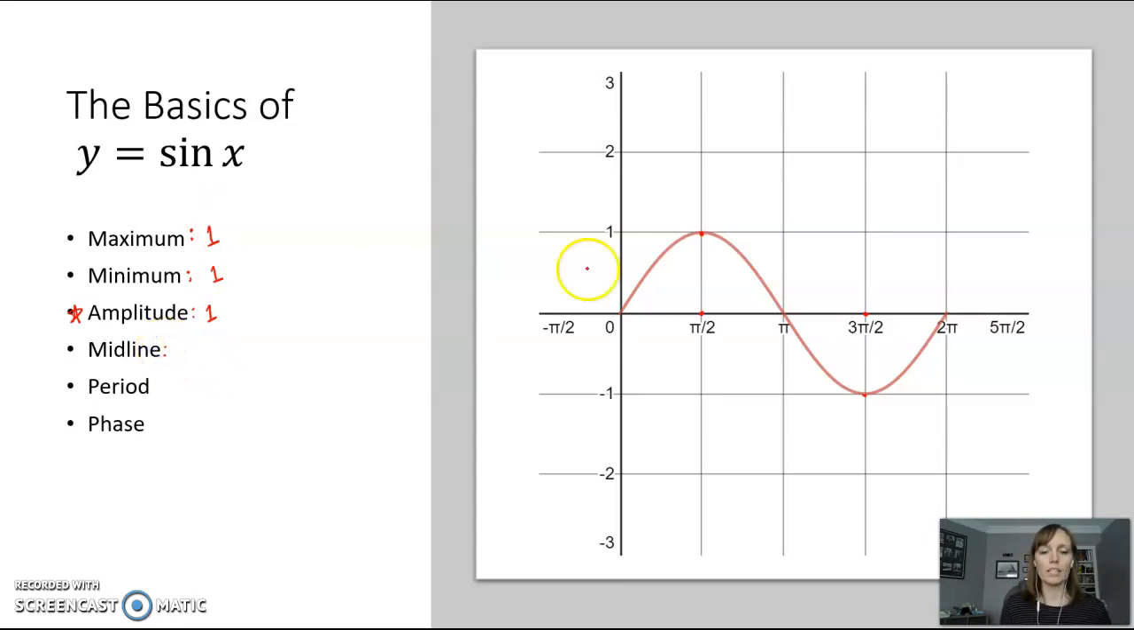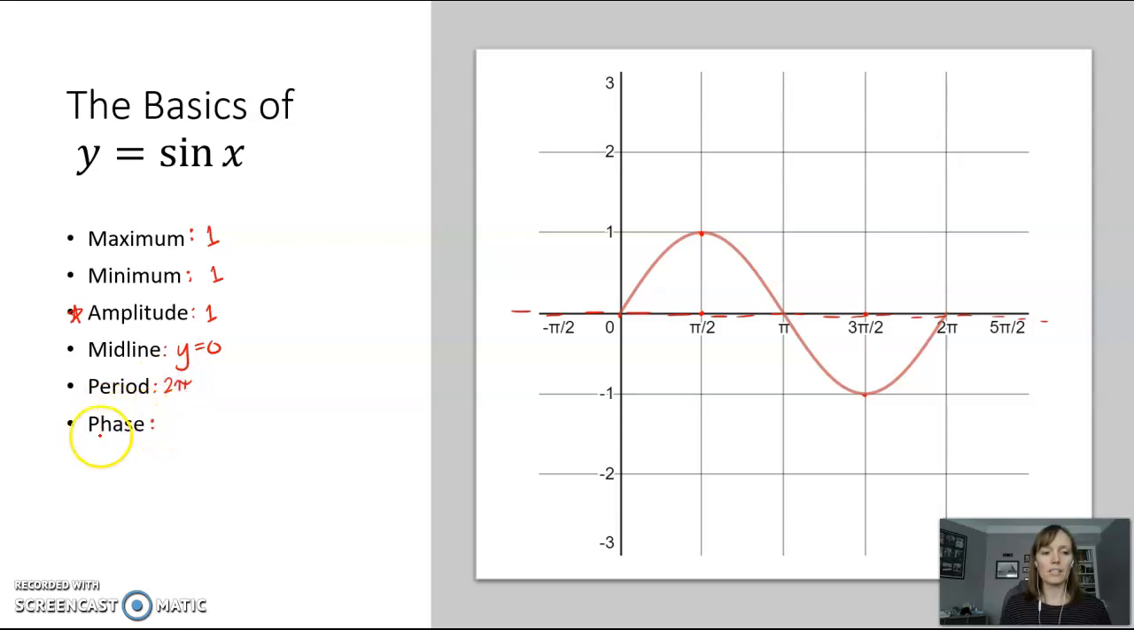The midline is the horizontal line that cuts the graph perfectly in half. So that happens in the basic function at y equals 0. And we're going to see that midline move around as we apply transformations as well. The period, we talked about this when we were introduced. This is the distance it takes for sine to complete a full cycle. So for the basic function of sine, the period is 2 pi.